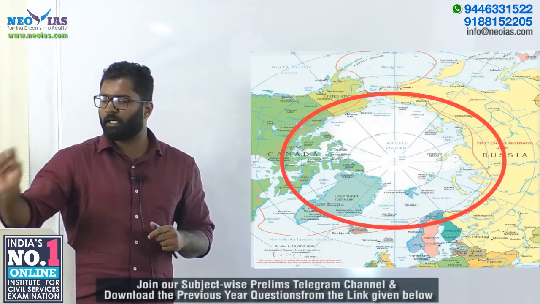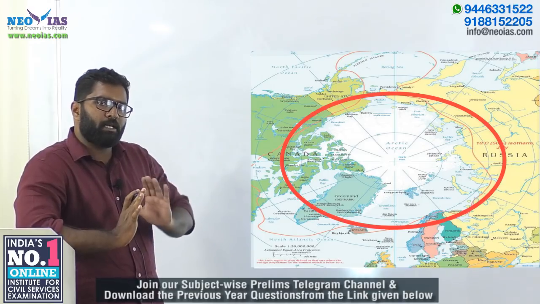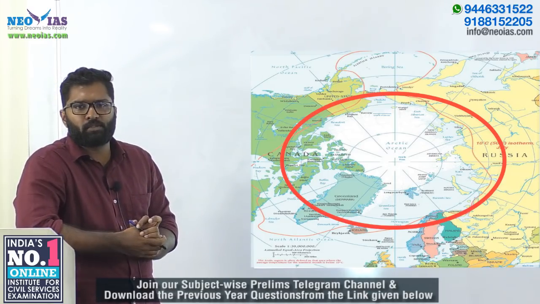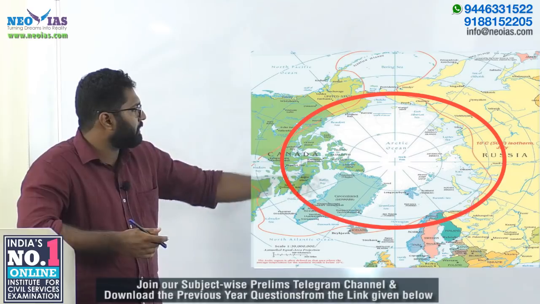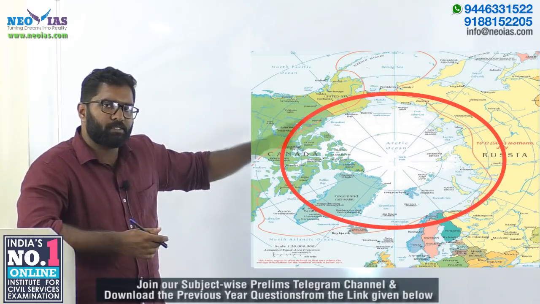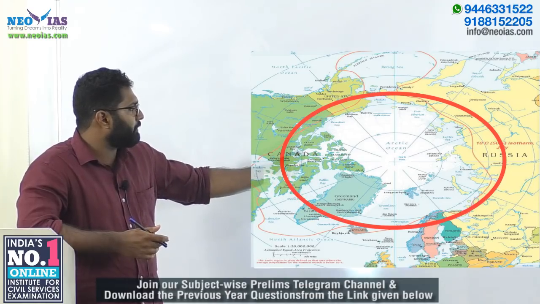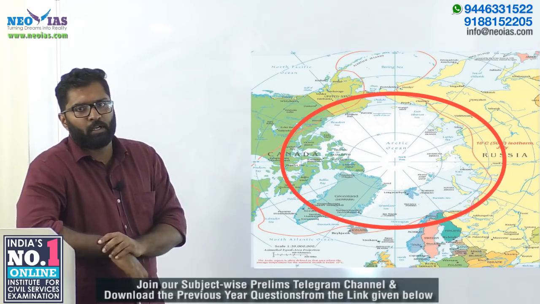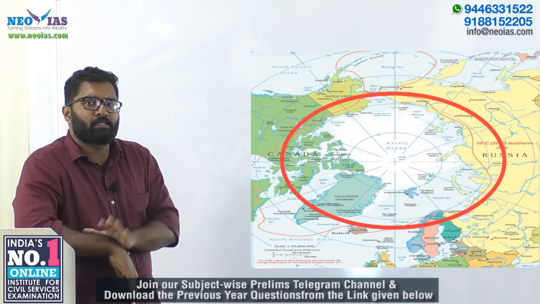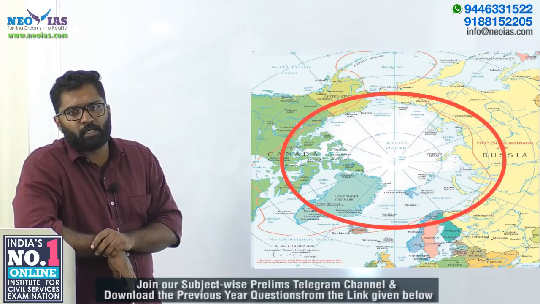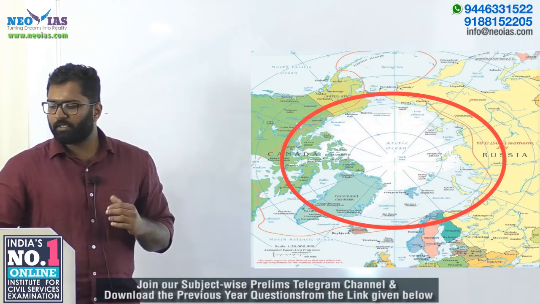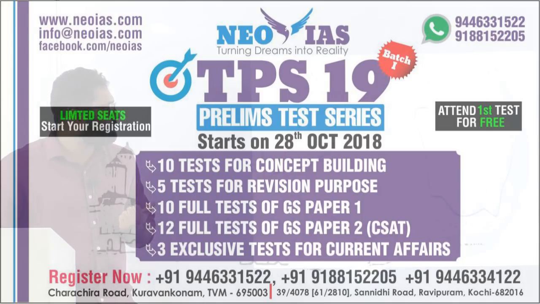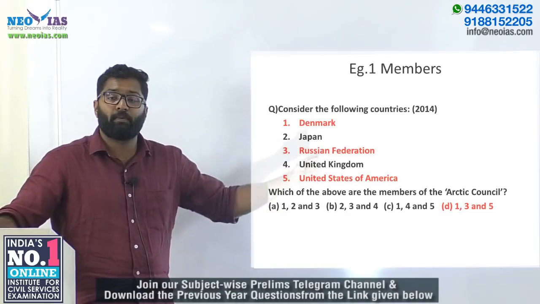Why do they have nothing to do with the Arctic Council? Because the Arctic Council is a regional grouping which caters to those countries which belong to the Arctic region. So this is the Arctic Circle, and the countries included inside the Arctic Circle are the Scandinavian countries, Canada, Russia and USA. No other countries are part of this Arctic Circle, and hence they are not members of this Arctic Council. So the Arctic Council caters to those countries which belong to the Arctic Circle. So by knowing this geopolitical concept, you could easily answer this question. You can eliminate options containing Japan and UK and arrive at the correct option.